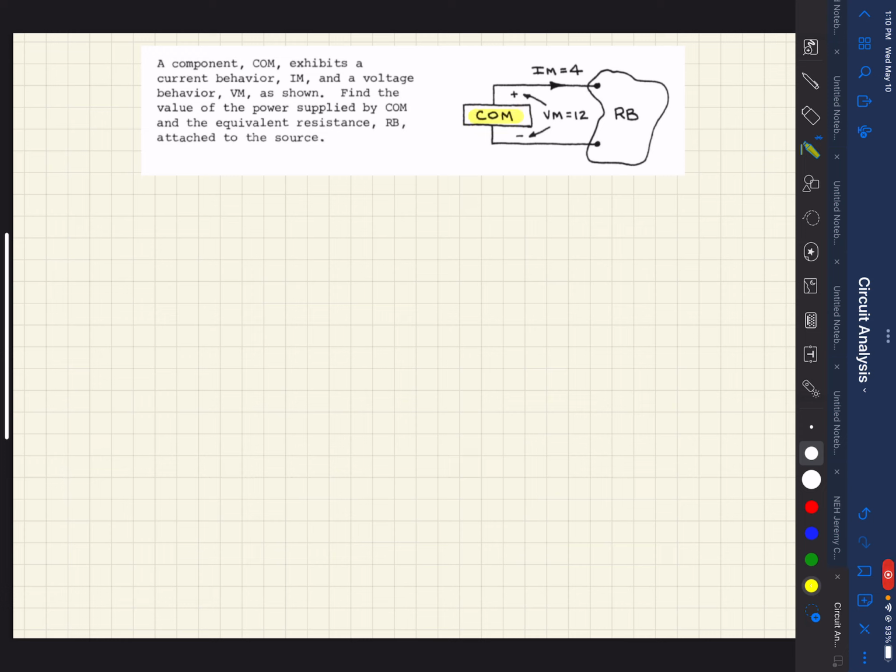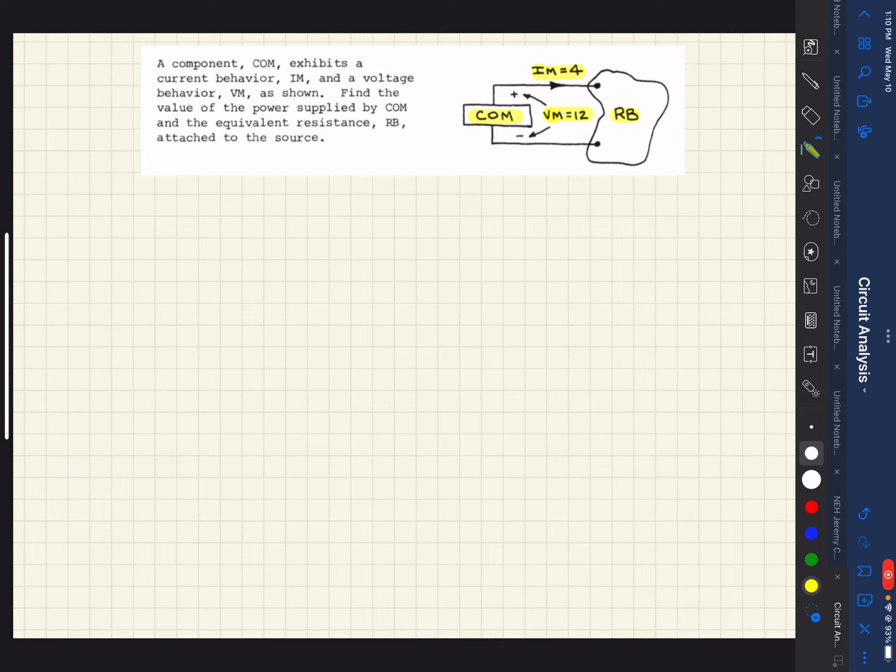And you can see that it's connected to some larger system that we don't know much about, but we'll just call it RB. And they're saying that there's a current flow between COM and the system of 4 amps. And then if we take our voltmeter and measure across COM, we can see that there is a potential difference from each side of 12 volts.